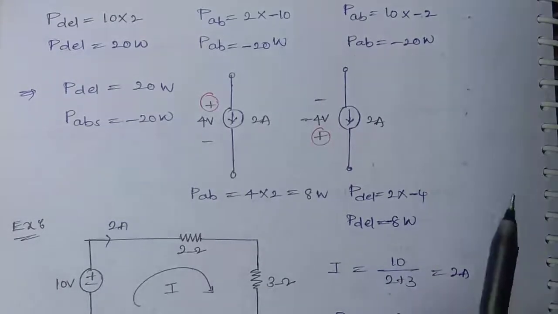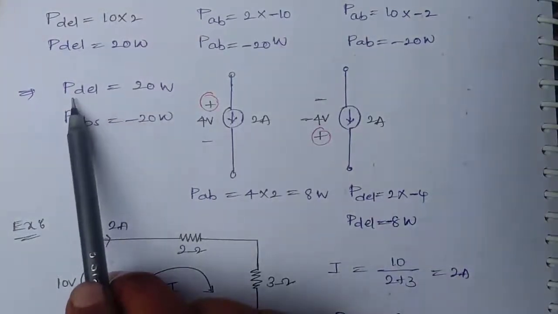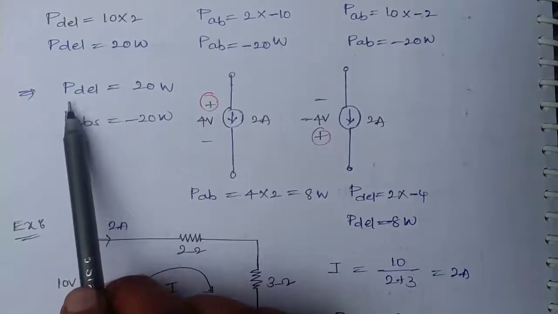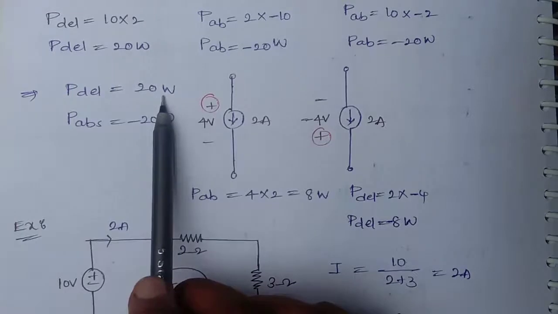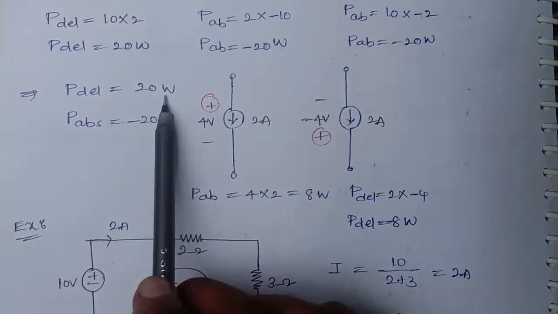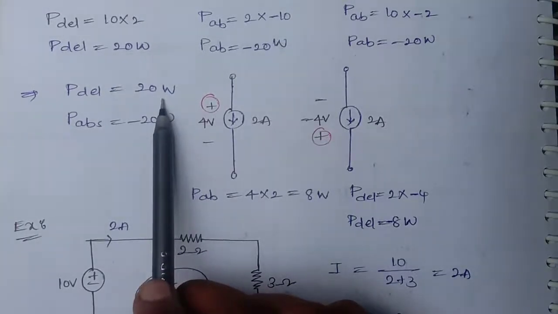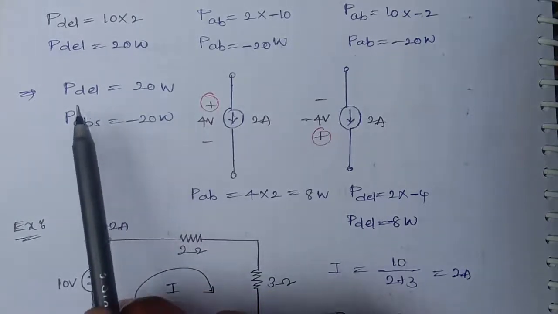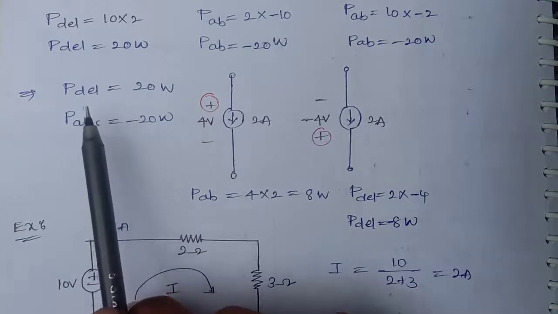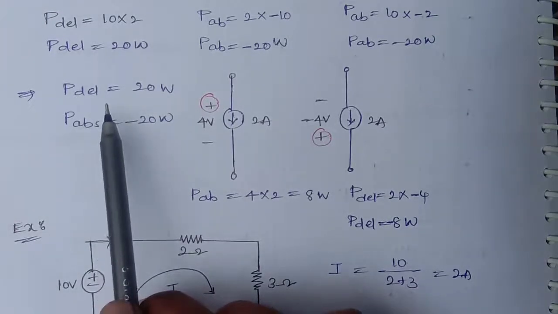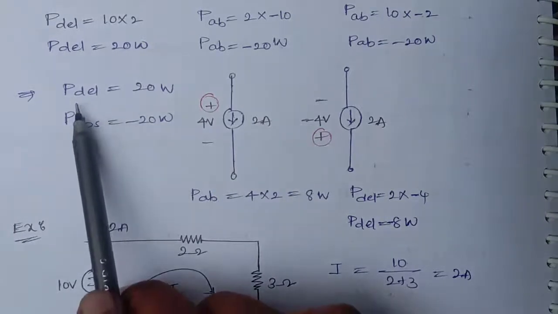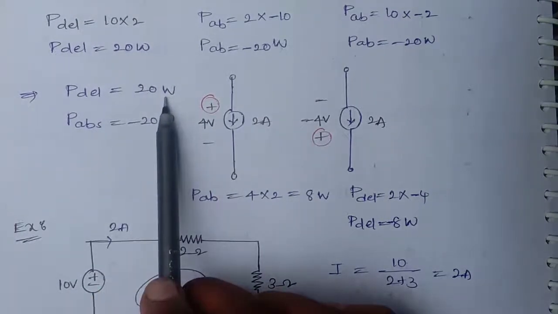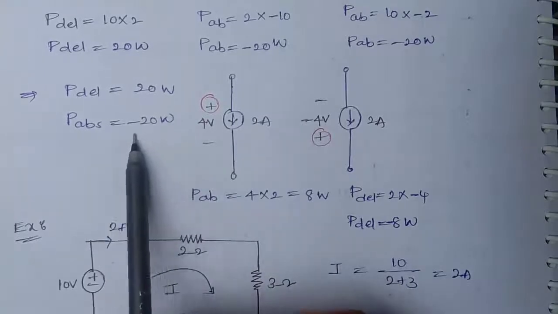In any case, if any source is delivering a 20 watt power, that means it is absorbing minus 20 watt power. Okay, in any case of voltage source or current source, you can take that if any source is delivering a 20 watt power, that means it is absorbing minus 20 watt power.